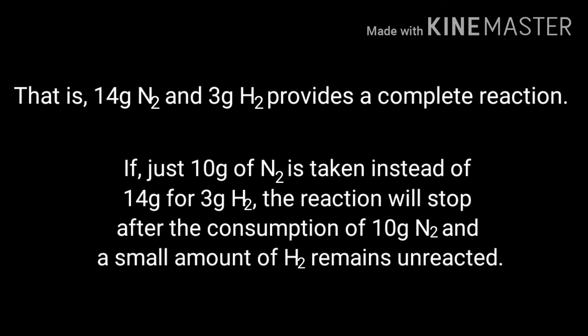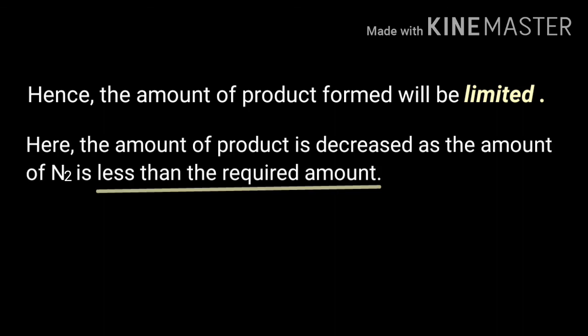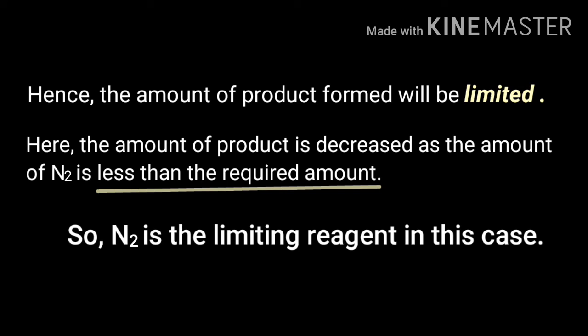If just 10 gram of nitrogen is taken for 3 gram of hydrogen, the reaction will stop after the consumption of 10 gram of nitrogen, and a small amount of the other reactant hydrogen remains unreacted. Hence, the amount of product formed will be limited. Here, the amount of product is decreased as the amount of nitrogen is less than the required amount. So, nitrogen is the limiting reagent here.